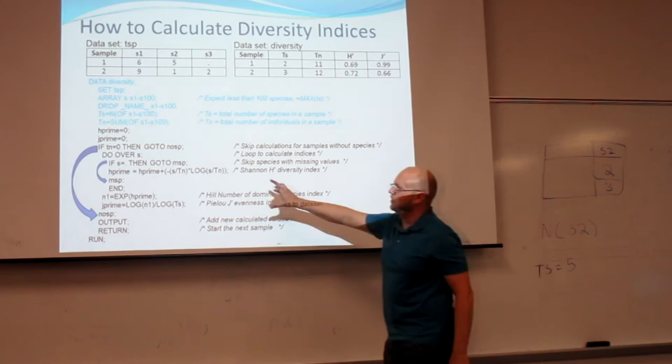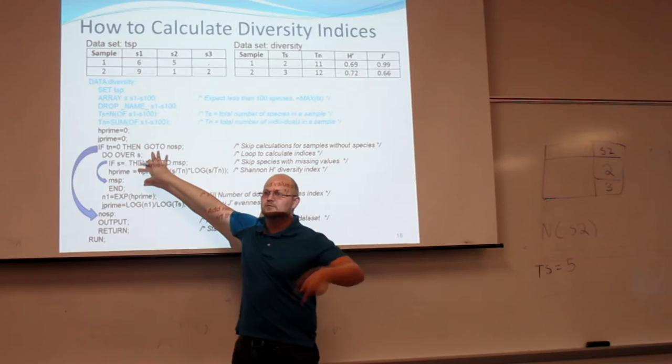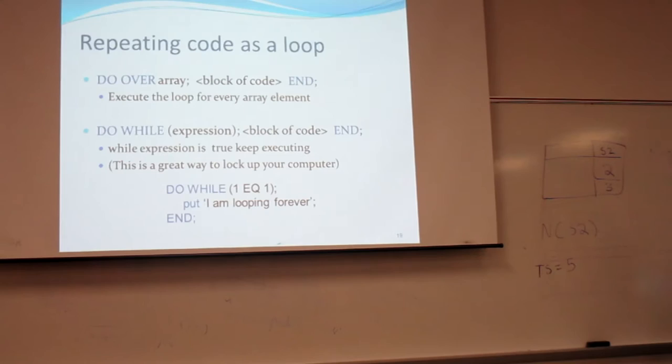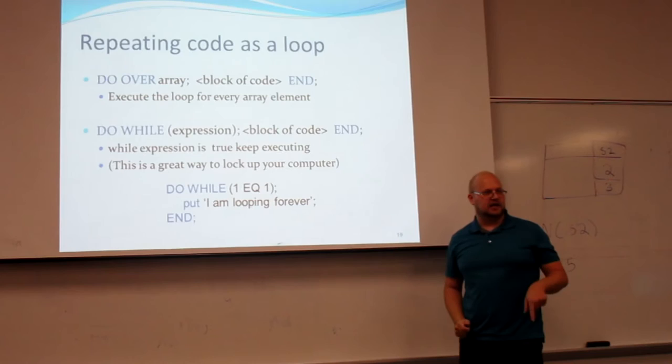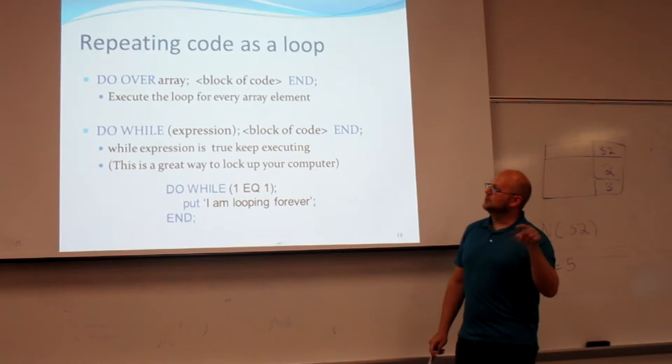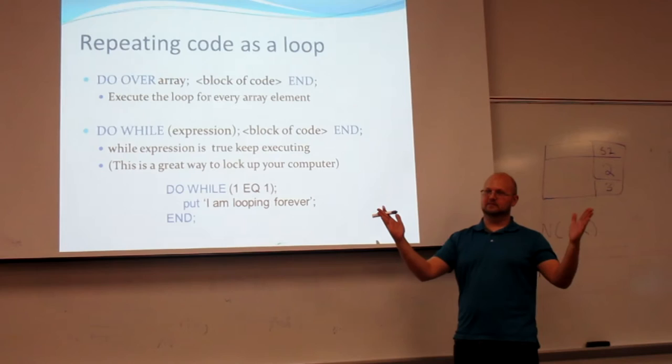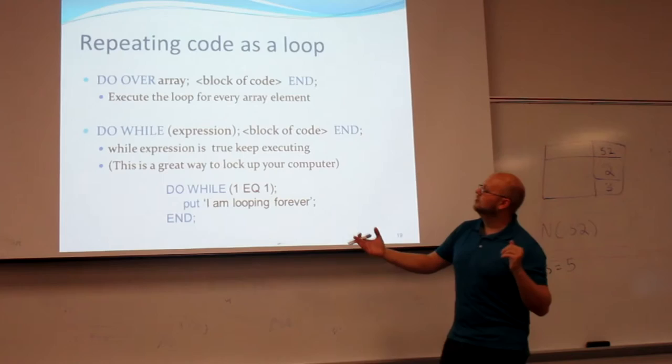Okay, I'm going to talk about this do over s thing. It's not do over as in let's do it again because it's wrong. It's actually a loop. But that's the main beef of his program. Okay. So there's multiple ways in SAS you can actually repeat code as a loop. This do over thing was actually pretty cool. And if you're going to be looping in SAS, you're probably going to be using do over. And the do over is you give it an array, and that says you execute the loop for every array element, which is really handy. It's because we had that element of 100, the S1 to S100. And so I want to execute that loop for every spot.